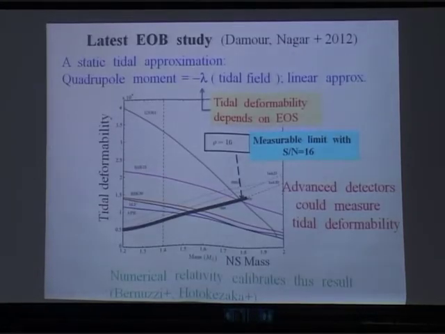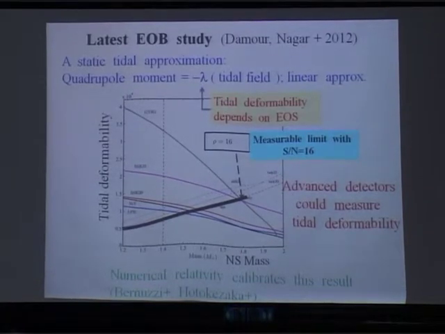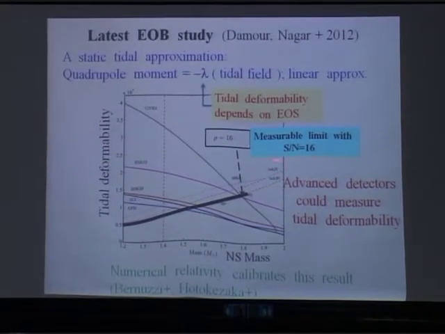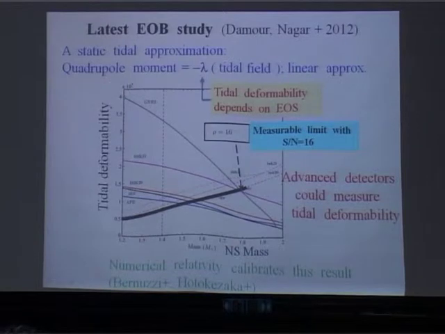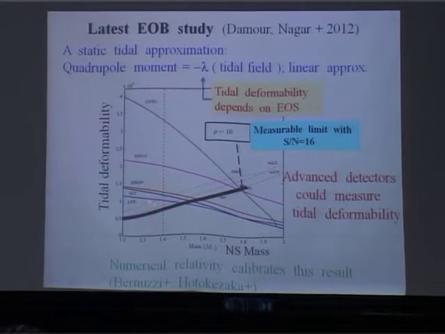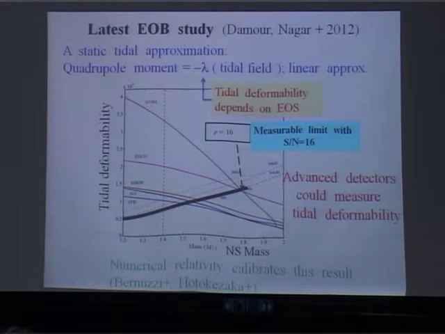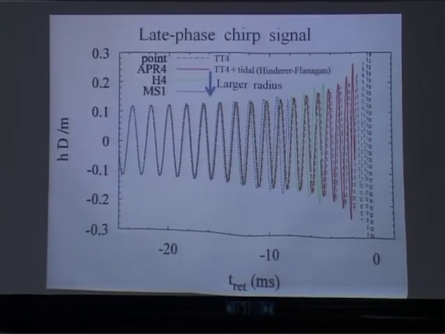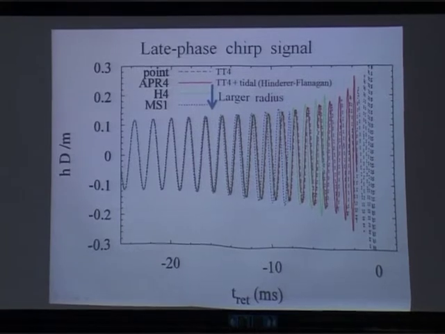Anyway, also using the effective one body equation of motion, Damour, Nagar and their collaborators performed a detailed study of the possibility of extracting the equation of state from the binary neutron star merger. I skipped the details, but they found that if the signal to noise ratio of the gravitational wave for the inspiral phase is larger than 16, the equation of state can be constrained by detecting this type of gravitational wave. So this is one very important and interesting possibility for constraining the equation of state using gravitational wave detection.